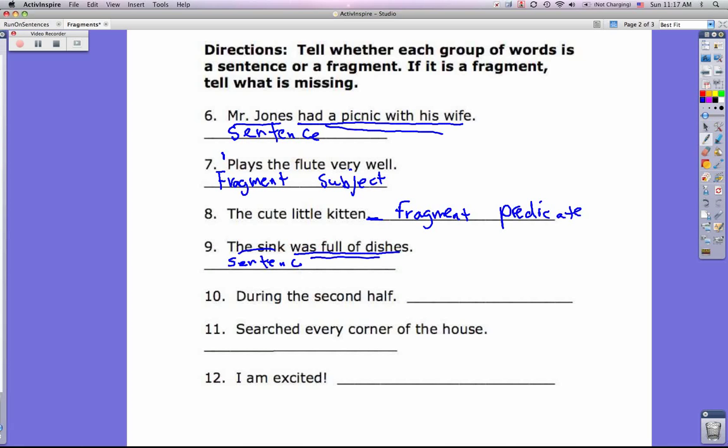During the second half, what happened during the second half and who did it? If you just add a subject onto here, Mike during the second half, doesn't make any sense. Mike sang during the second half, now that makes sense. So this is a fragment, that is just a prepositional phrase, and we're missing the subject and the predicate.